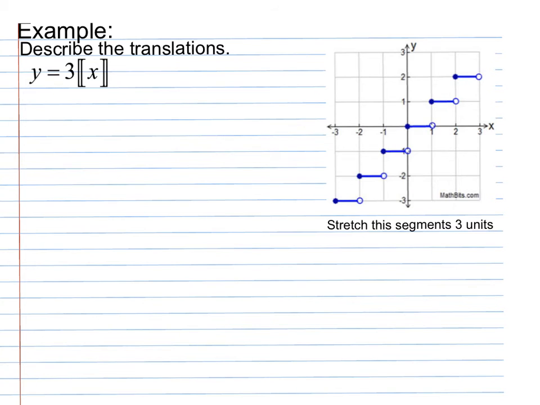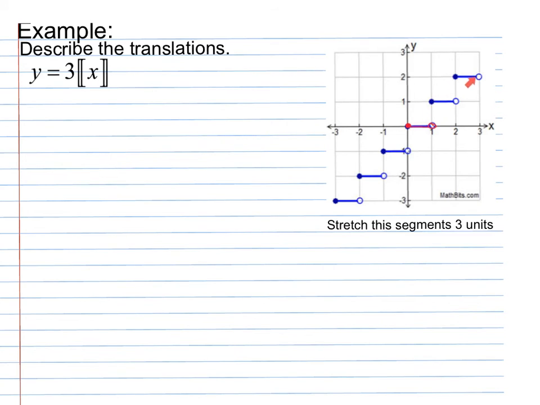For this one, this number right here that is outside of your function is a transformation, so it either stretches or compresses your graph. Since it's 3, it's going to stretch your graph by a factor of 3. So this is going to be a vertical stretch. So for this problem, our first one stays there. That one stays there. But then our next one is going to literally be stretched 3 units up.